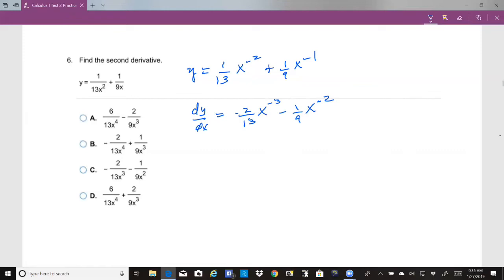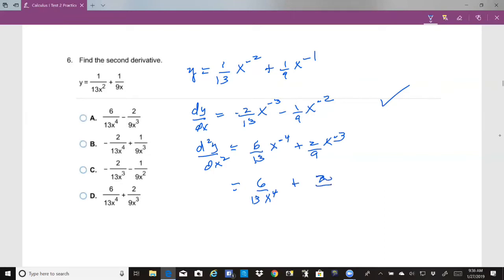Since we're going to have to take another derivative, we'll leave it in this state. And then after we do the derivative, we'll put the power of x to be positive, and we'll make everything go to the denominator. So the second derivative means we take the derivative of the first derivative, which is going to be 6/13 x to the minus 4 plus 2/9 x to the minus 3. Now, that would be 6 over 13 x to the 4th plus, I'm sorry, plus 2 over 9 x cubed, which is answer D.